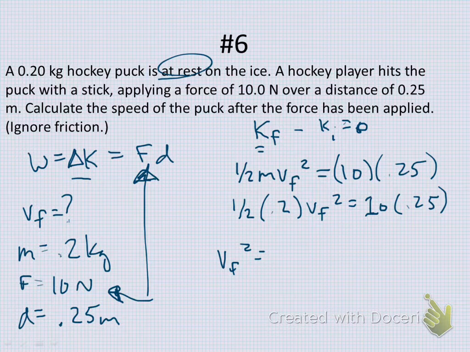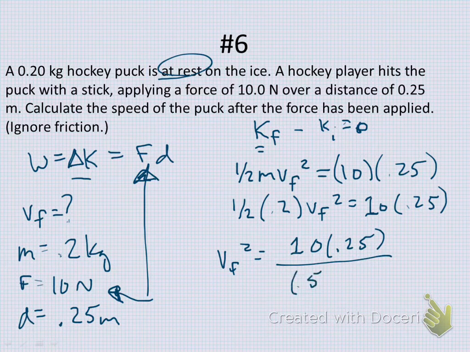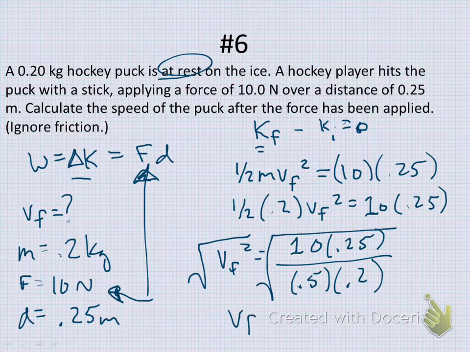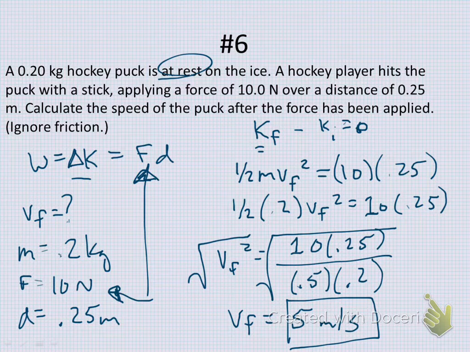All right, so rearranging that, we have VF squared is going to be equal to our 10 times 0.25 divided by 0.5, which is a rewriting of 1/2 times 0.2. And then we are also going to have to take the square root of that in order to find VF. And when we put square root of 10 times 0.25 divided by 0.5 times 0.2, we get 5 meters per second as the final velocity of the puck after the force has been applied.